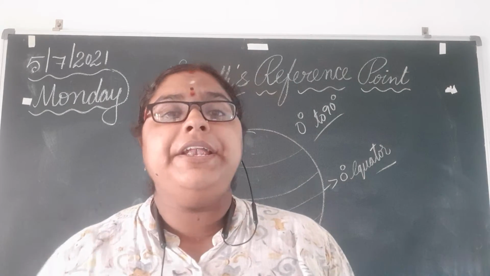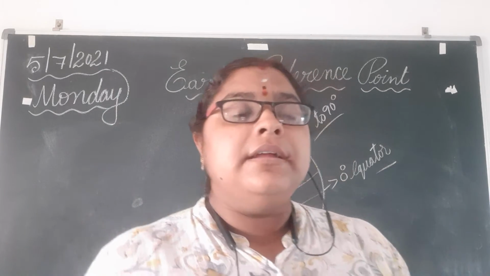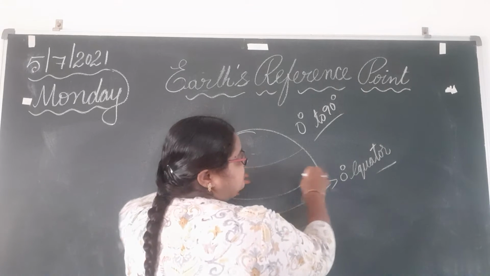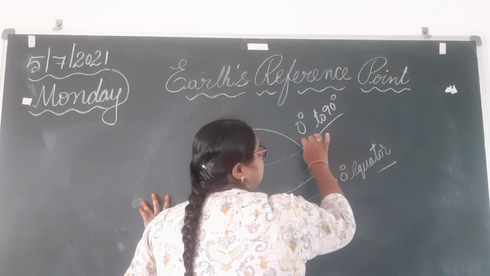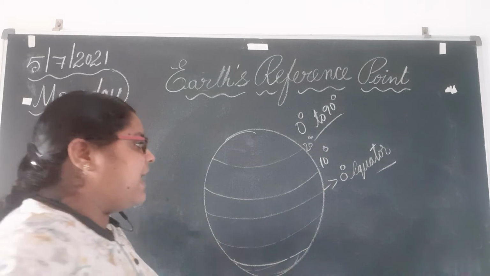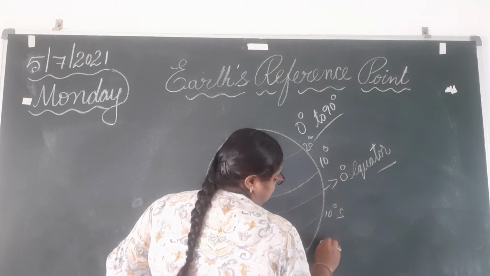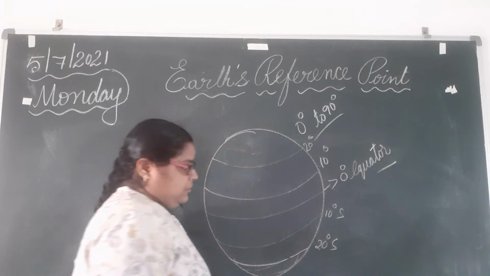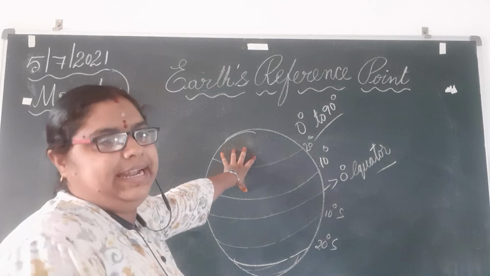Latitudes in the northern hemisphere are marked 10 degree north and 20 degree north. On the northern side, we mark the latitudes as 10 degree, 20 degree, up to 90. And in the southern, same as that, we mark 10 degree south, 20 degree south.